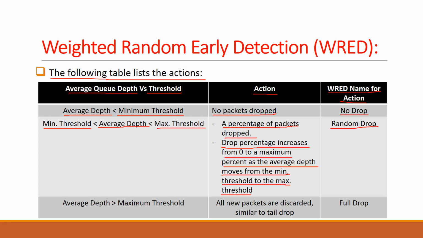The third scenario is when the average depth is greater than the maximum threshold. So in this situation, all new packets are discarded, and this is similar to tail drop. And WRED calls this action full drop.